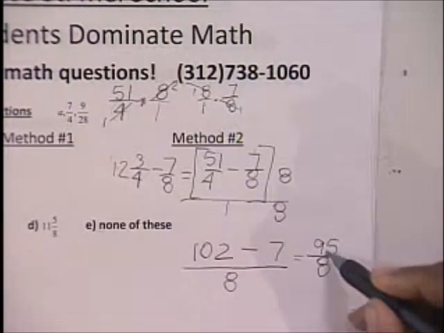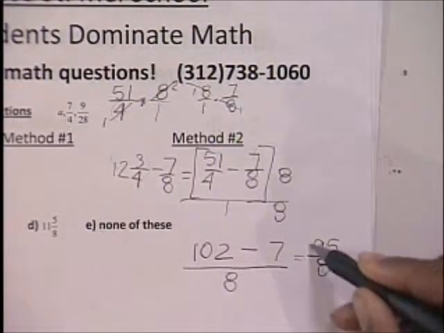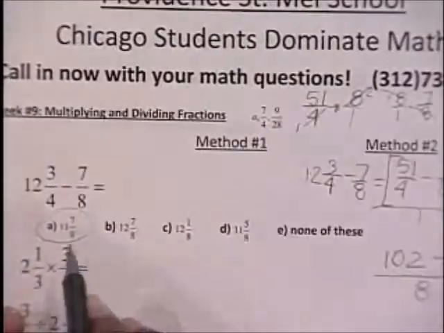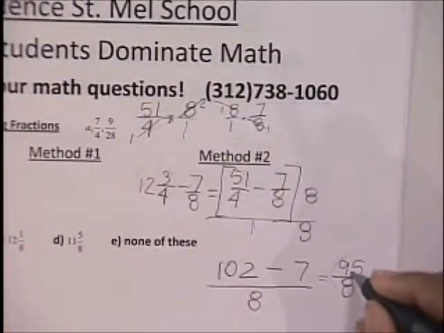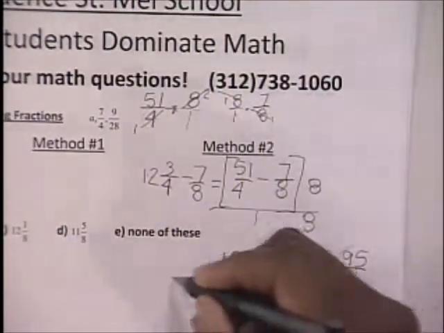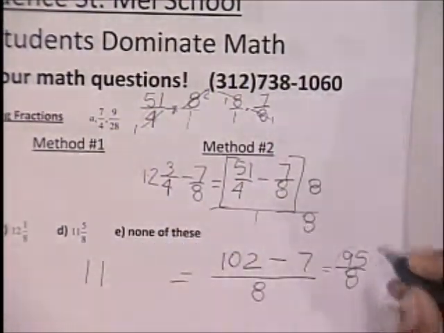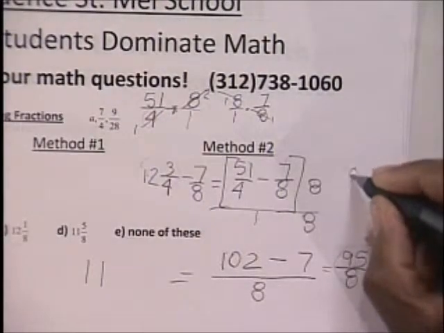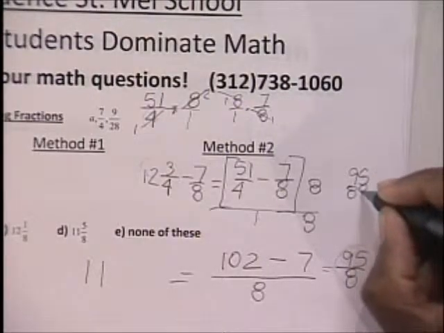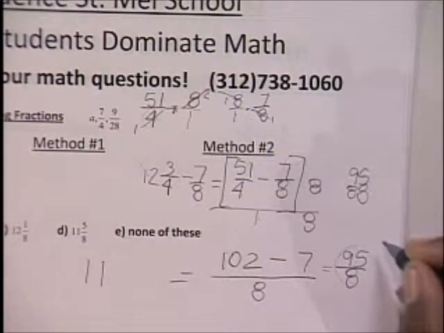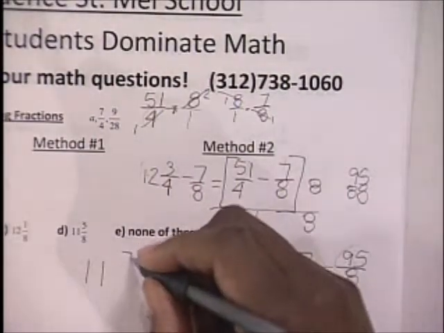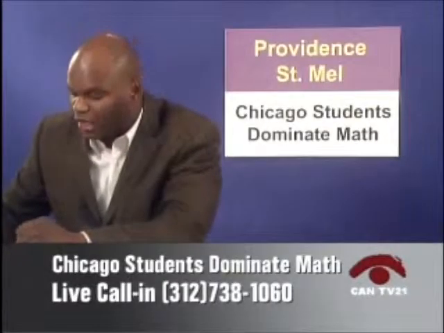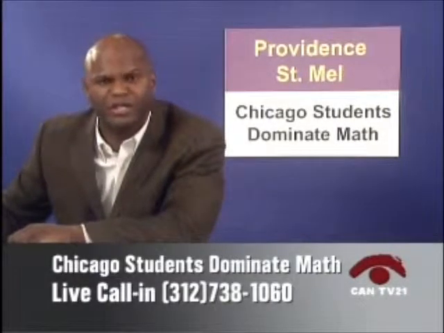And you've got to simplify this fraction into a mixed number so that you can check against these answers that are offered here. 8 goes into 95 11 times. 11 times 8 is 88. If you subtract 95 minus 88, you'll end up with a remainder of 7. And that's how you end up with 7/8. So we got 11 and 7/8 using two completely different techniques.